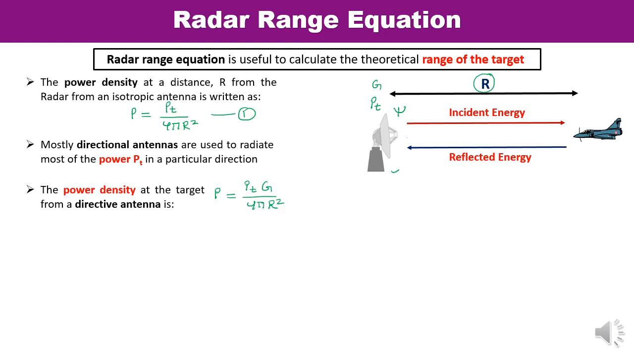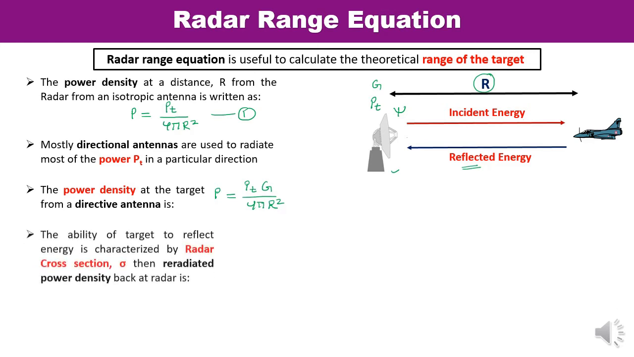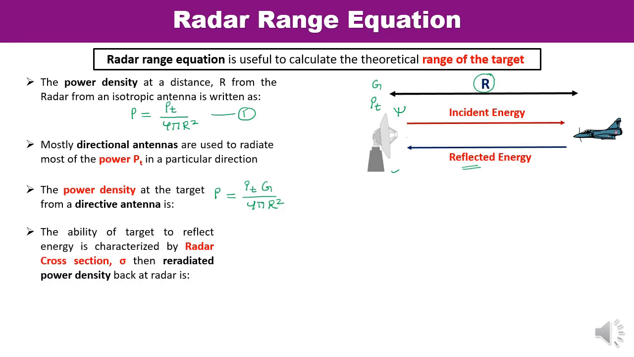This is the power density, but the ability of the target to reflect energy depends upon the effective area or radar cross section. If the radar cross section is denoted by sigma, then we can calculate the re-radiated power density back at the radar. See, you can calculate the power incident on the target, which is what?